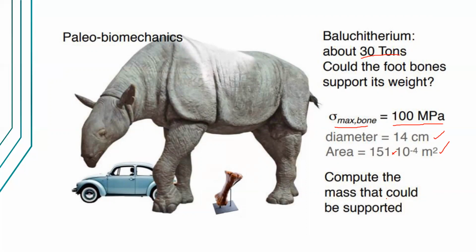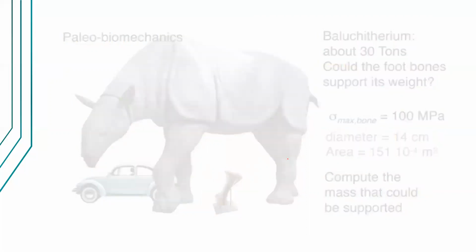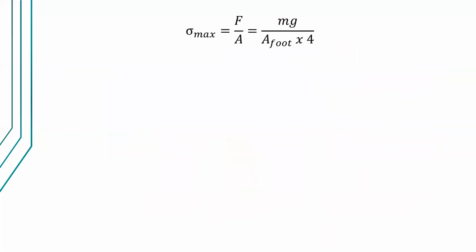So let's compute the mass that could be supported if the maximum strength is 100 megapascal. It's a very simple calculation: the UTS or maximum stress is F over A. F is mg, the mass of the mammal times the acceleration due to gravity, divided by the area, and the area of the foot should be multiplied by 4. There were 4 feet, no?